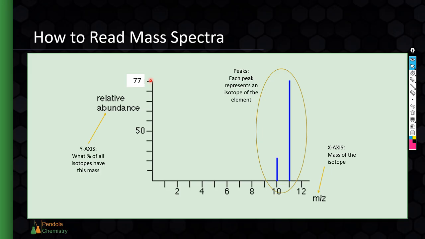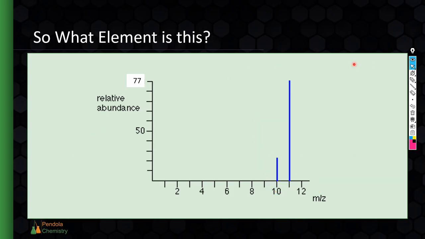Again, if you're given the actual isotopic mass, we will use those for the math, but if we're not, then we can just use the mass number as it's a really close approximation. Now that we're looking at this, the common question you will be asked is, what element is this? And sometimes you won't have to read the y-axis, they'll give you the data.